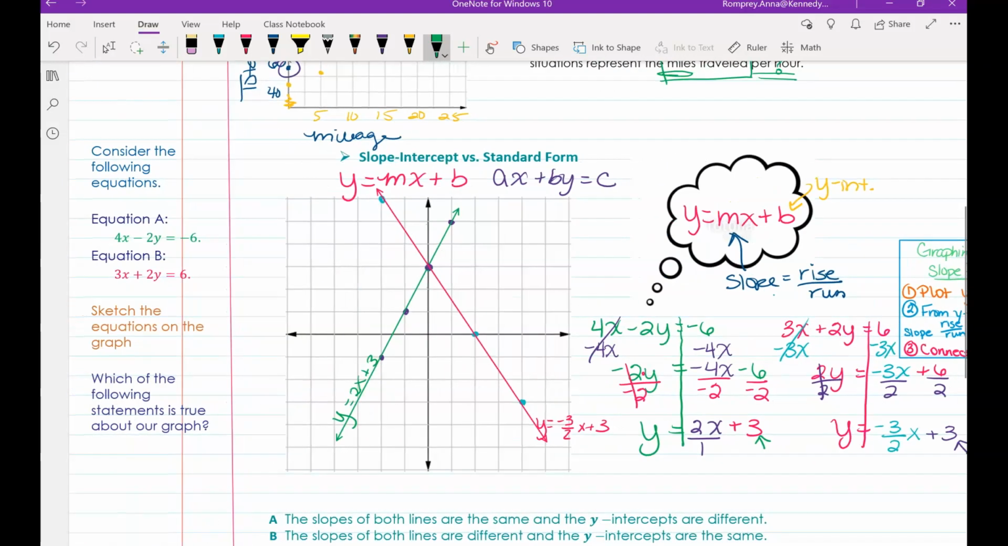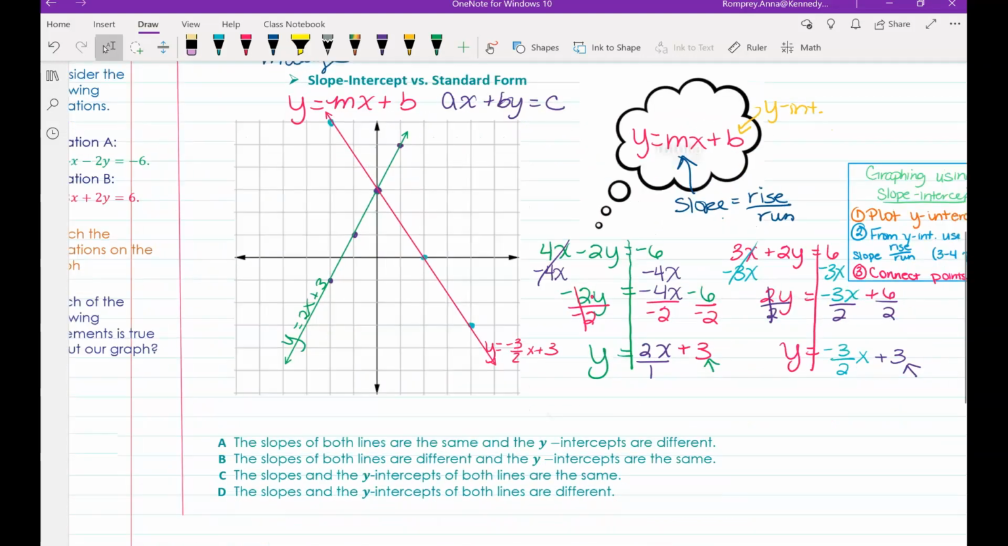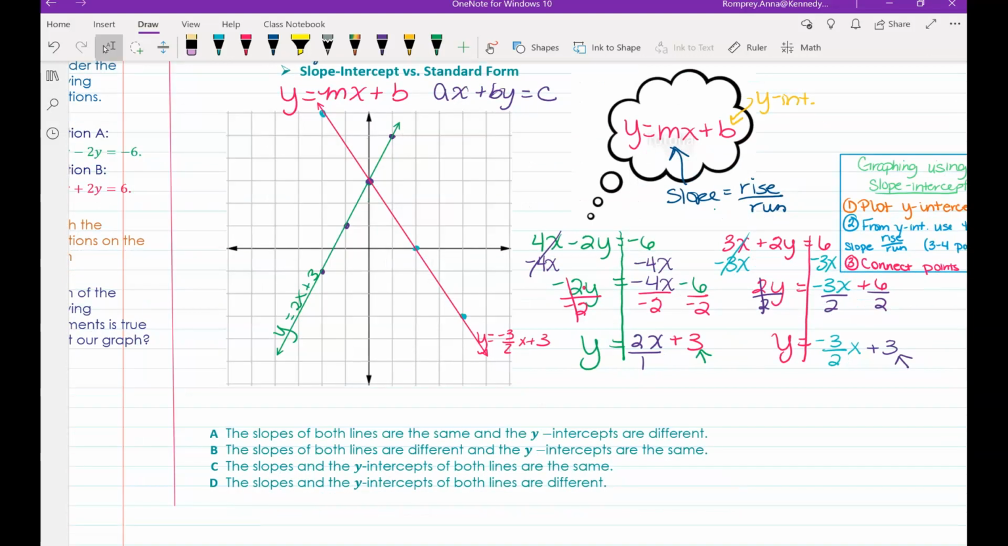One last piece. It says, which of the following statements is true about our graph? Okay. The slopes of both lines are the same and the y-intercepts are different. Well, if the slopes were the same, then they would both be going in the same direction. But I see that I have a negative slope because this line is decreasing. This one is a positive slope, so that's definitely not true.